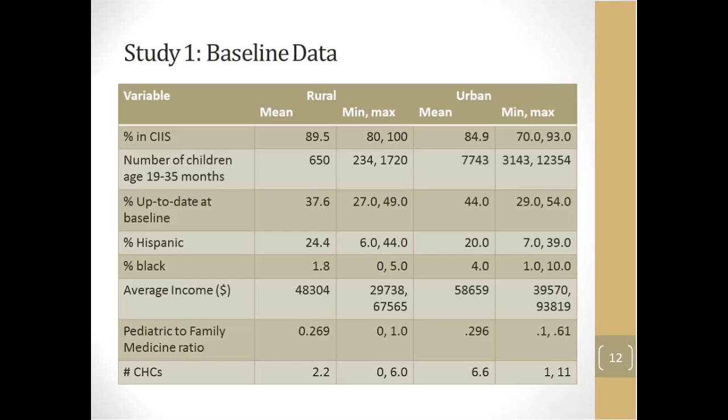Percent Hispanic, there was a pretty big range there. Percent Black, less so. Average income, once again, an important SES indicator, very large range in terms of SES for the various counties. Pediatric to family medicine ratio, somewhat, but that ended up being a less important characteristic. And the number of CHCs, there were some differences there.